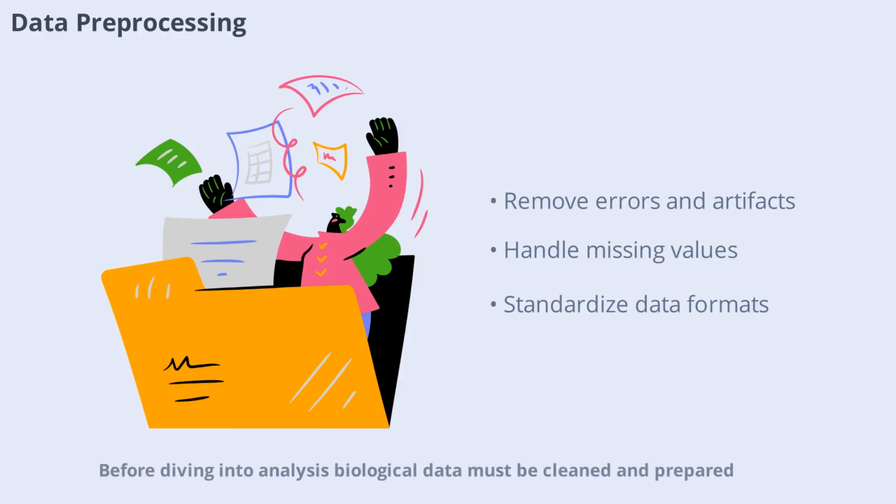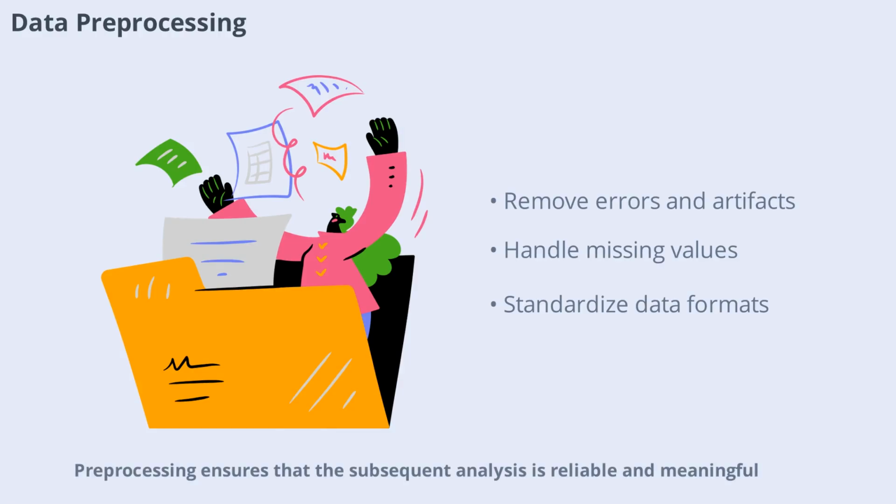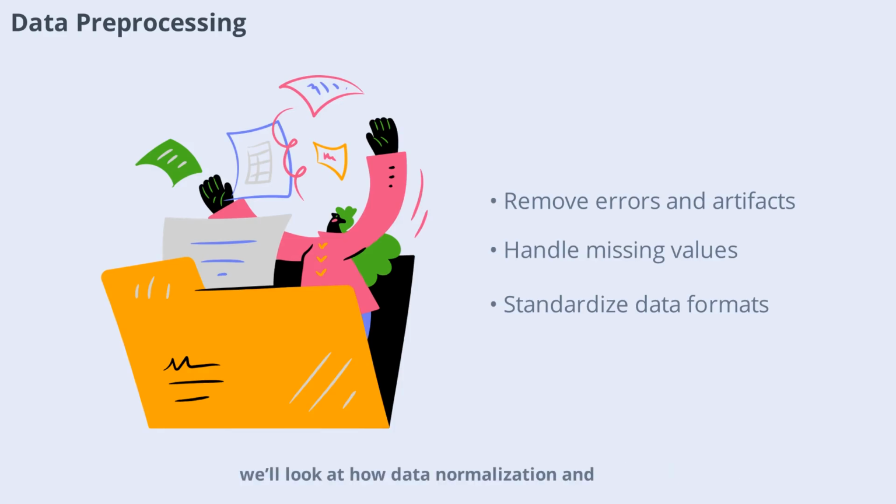Before diving into analysis, biological data must be cleaned and prepared. Data preprocessing involves removing errors, handling missing values, and standardizing formats. For example, sequencing data may contain ambiguous bases or technical artifacts that need correction. Preprocessing ensures that the subsequent analysis is reliable and meaningful. This step is crucial because even the most sophisticated techniques can't compensate for poor quality data. Next, we'll look at how data normalization and transformation further refine your dataset for analysis.